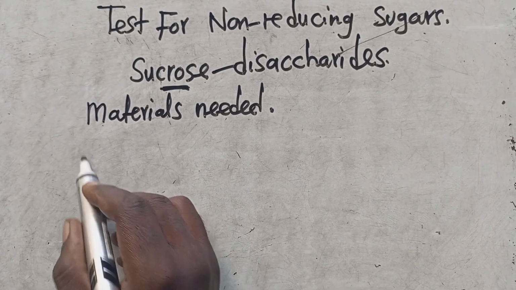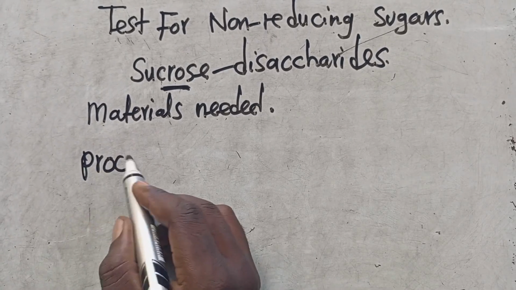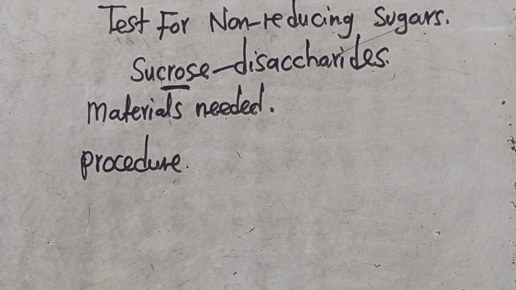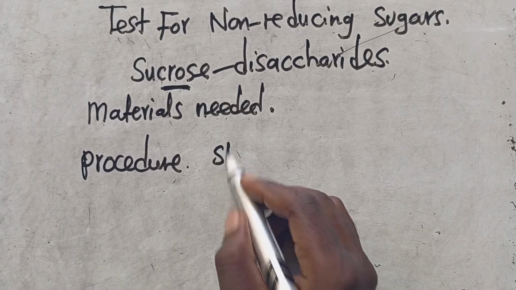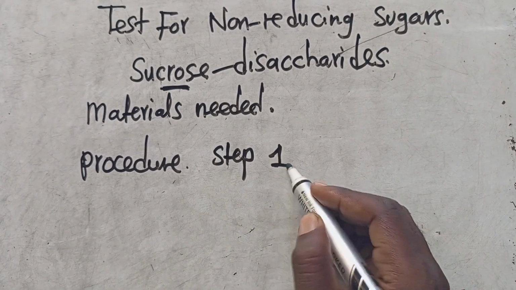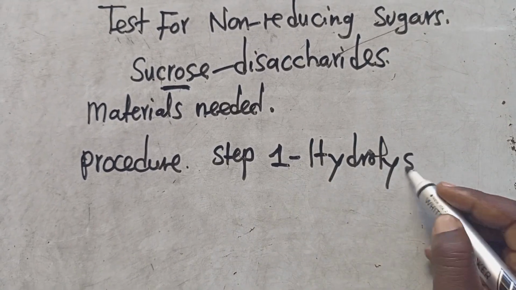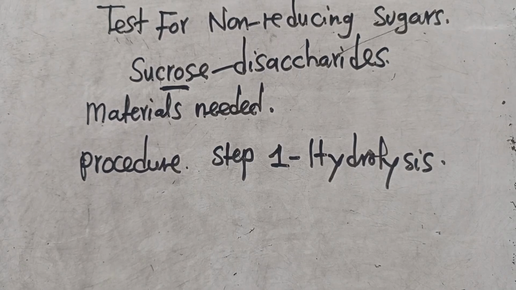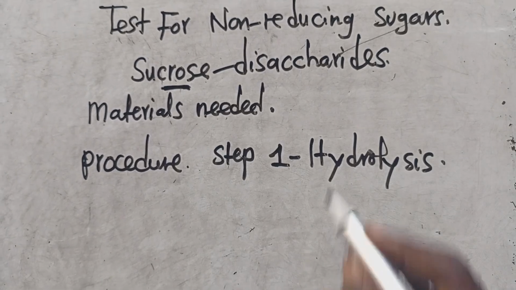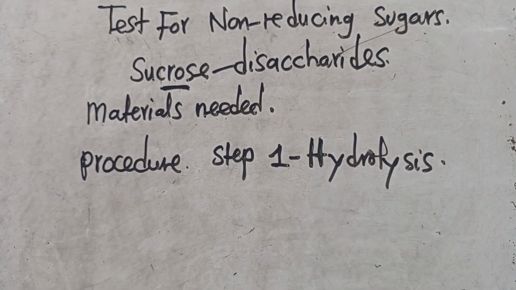Then the procedure that we take here, the first step, step one, is what we call hydrolysis. This is step one, testing for non-reducing sugars. So the first step is the hydrolysis.